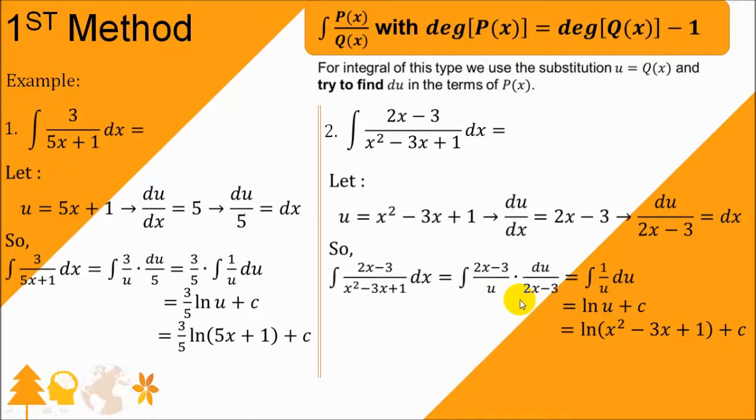So here we can eliminate 2x minus 3 and 2x minus 3, and we only have the integral of 1 over u du. Then we use the basic integration formula: the integral of 1 over u is equal to ln u. Then we substitute back u as x squared minus 3x plus 1, so we get this result.